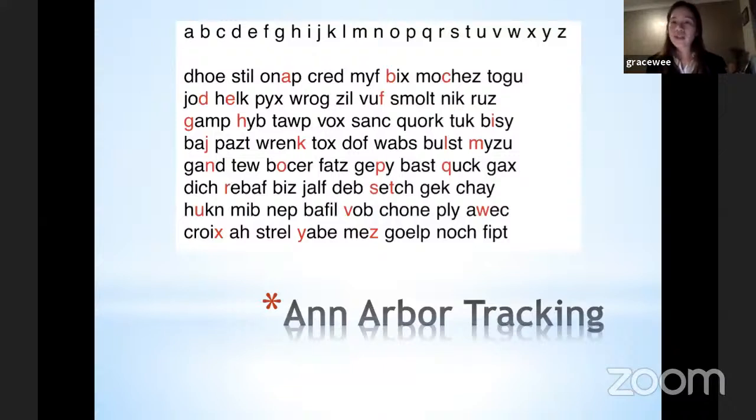Okay, and I think with the Ann Arbor tracking as well, they also include large font. So once they become proficient with the large font, you can also introduce the smaller font to make it more challenging for them. Okay, so that's Ann Arbor tracking, guys.